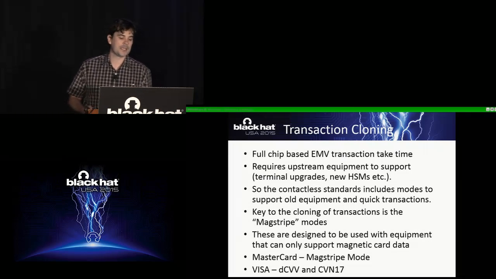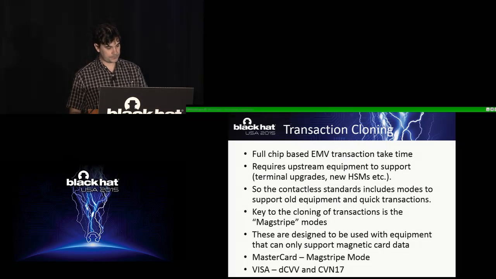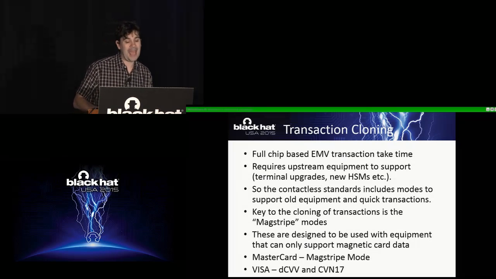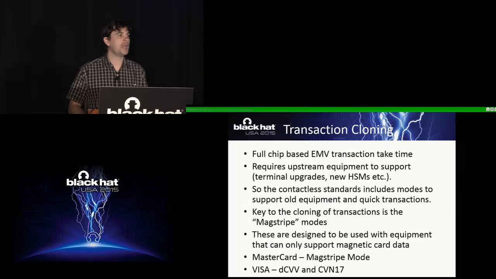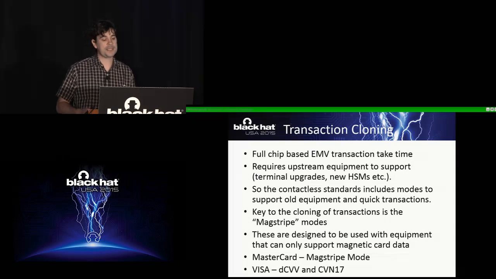The reason behind this is because you need to have these legacy modes to support older networks and payment processes. And as such, Mastercard, Visa, the large companies have implemented these legacy modes to ensure that we can use our cards wherever without too much hassle. And the issue with these legacy modes is that they're very significantly cut down compared to a full chip EMV solution. So these legacy modes, in Mastercard, it's called a magstripe mode. For Visa, it's a dynamic CVV, or more modernly, a CVN17 mode.